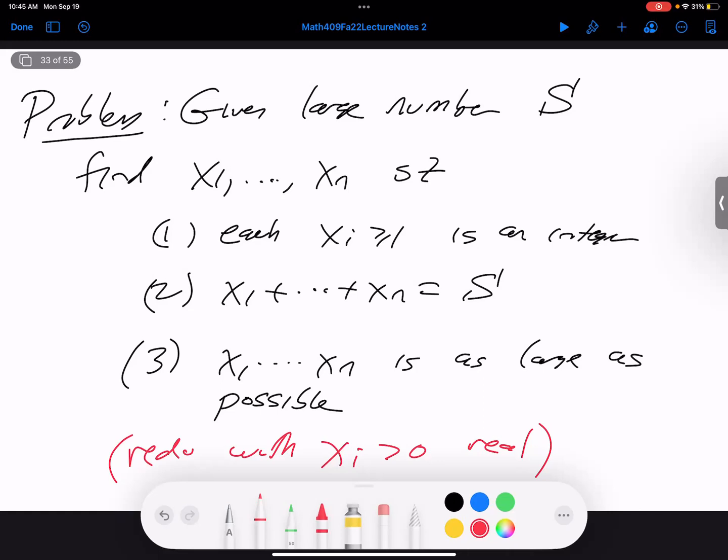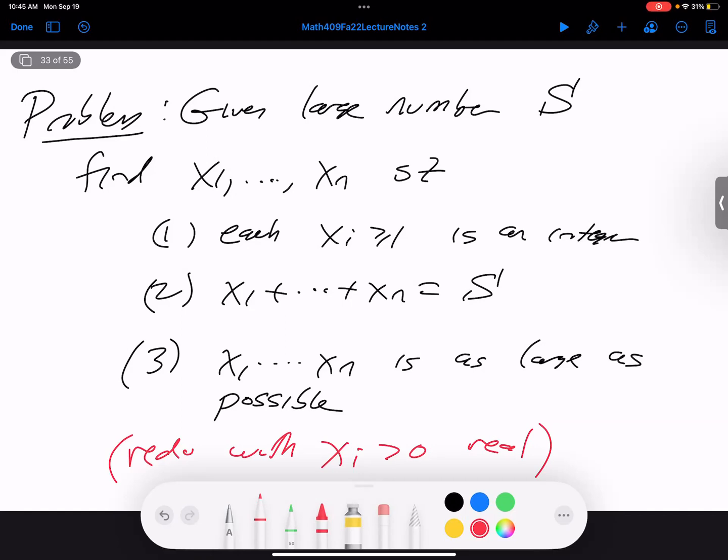Why am I forcing the integers to be at least 1? So always look at the conditions and ask, why did they choose these conditions? What would happen if I allowed you to have some of the x's be 0? Would it be just unwise for us to choose x's between 0 and 1? Okay, so why would it be unwise to have one of the x's be 0?